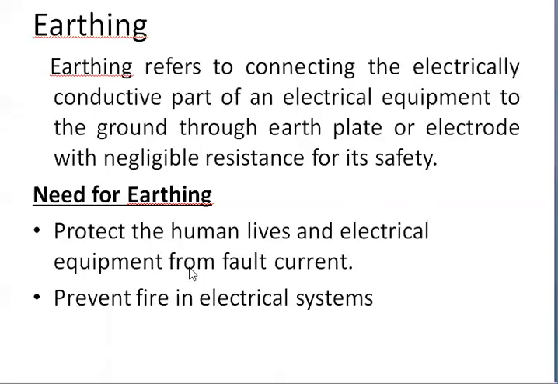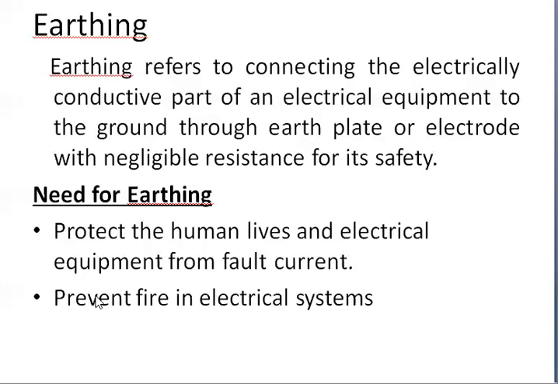So what is the need of earthing here? To protect human lives and electrical equipment from fault current, and maintain the voltage at a constant level even when a fault occurs in any system, and also to protect the electrical equipment and buildings from over voltages occurring due to lightning. And it provides a return path for the fault current occurring in the system, and it prevents fire in the electrical system. So we have to provide earthing for these needs.